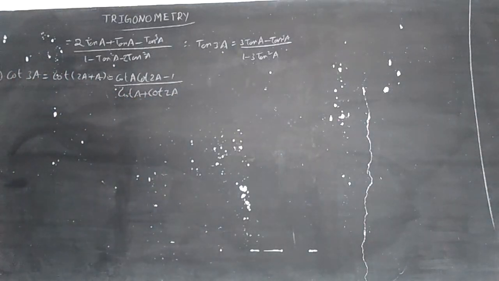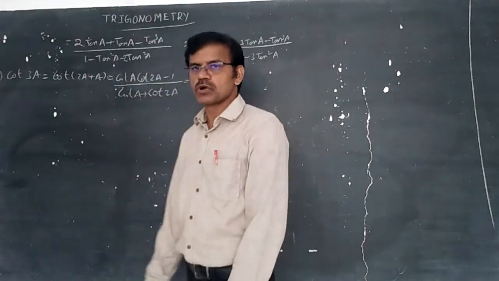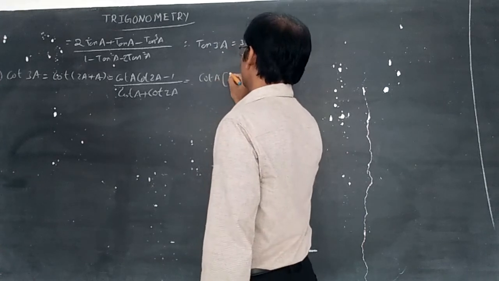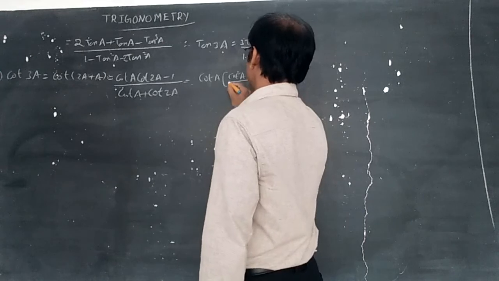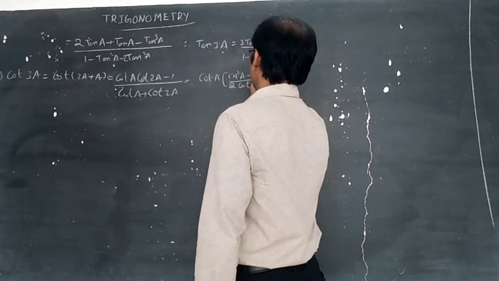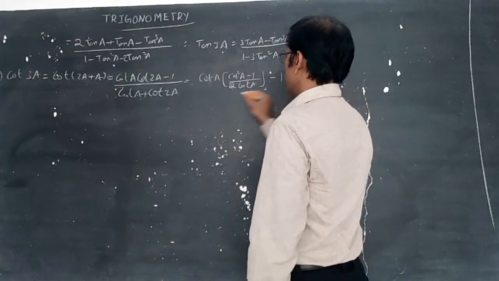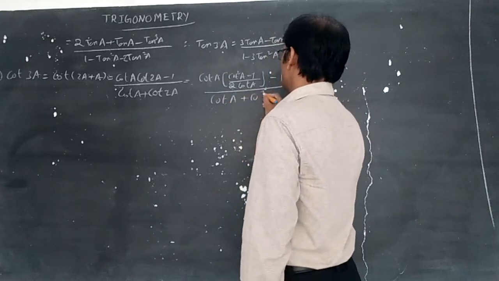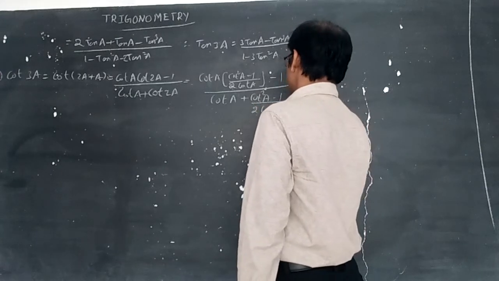So the cot 2A formula we need to remember. Already we discussed that it is cot square A minus 1 by 2 cot A. This is cot A into cot square A minus 1 by 2 cot A, minus 1, whole by cot A plus again the formula cot square A minus 1 by 2 cot A.